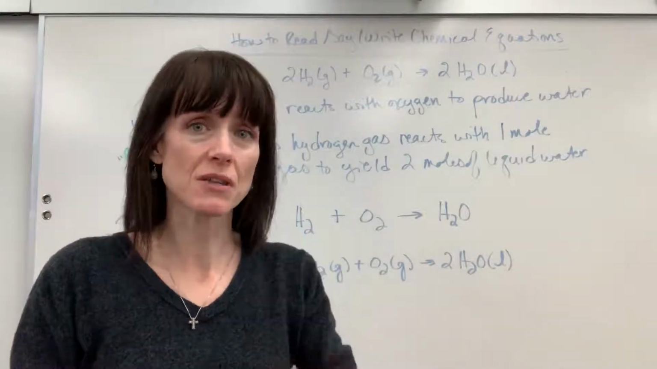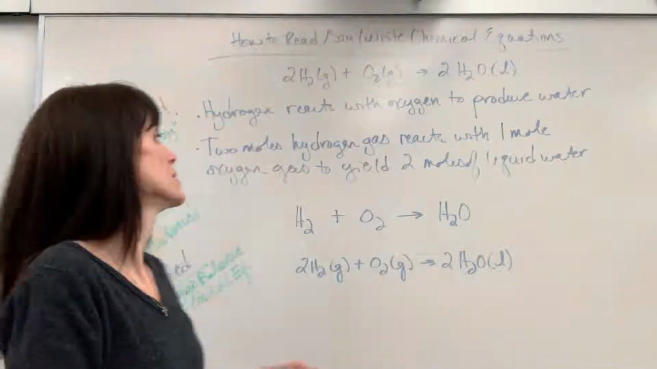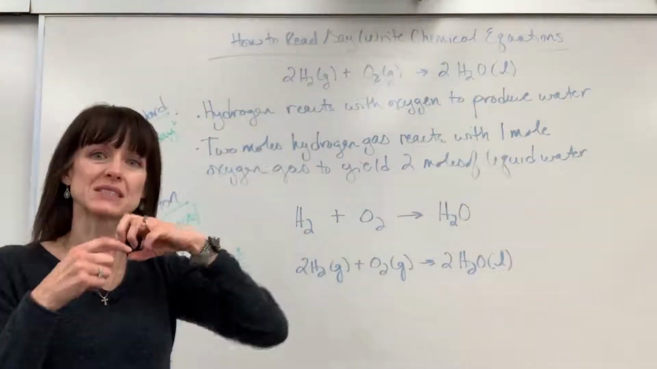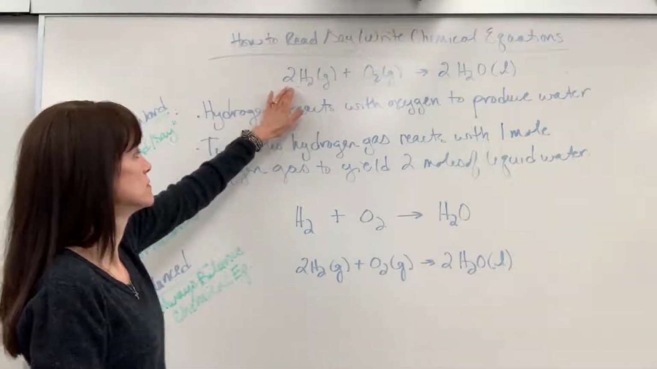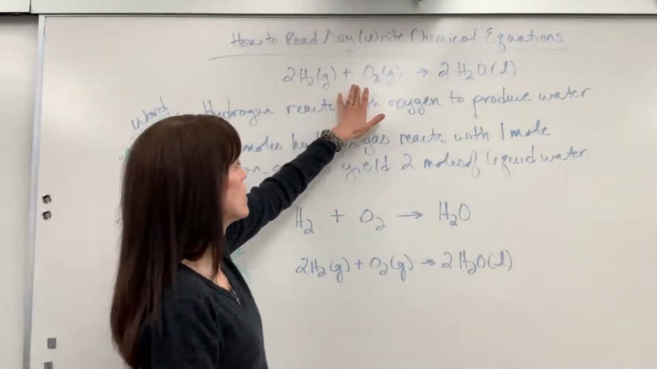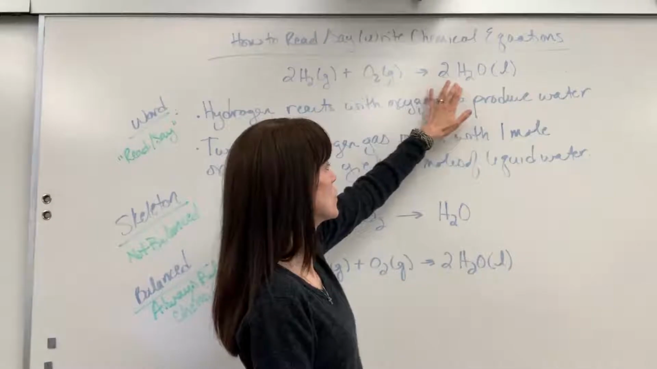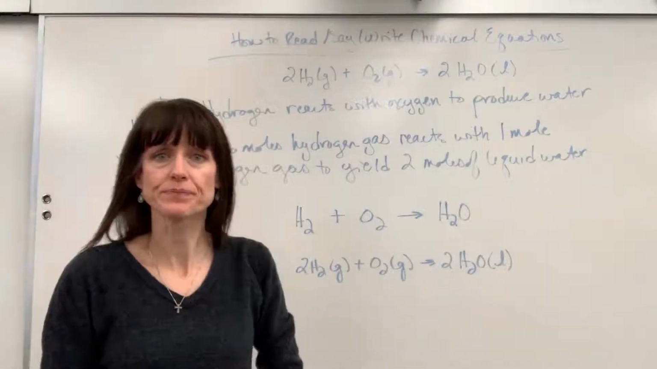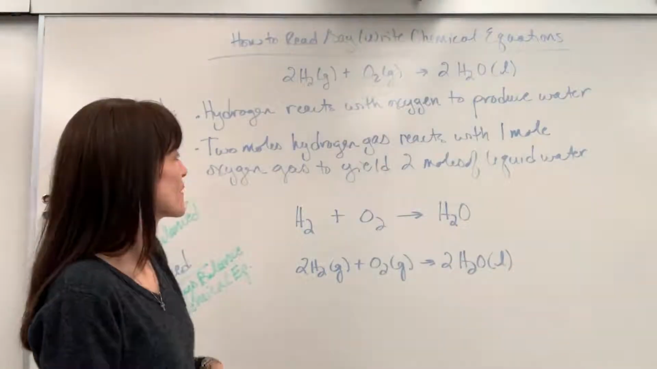Now, to be more specific, we would include the moles for the balanced equation and the phases. So that's how I'd read this to be as explicit as possible. I'd say 2 moles of hydrogen gas react with 1 mole of oxygen gas to yield 2 moles of water in a liquid phase. And so that's showing phases and the moles.